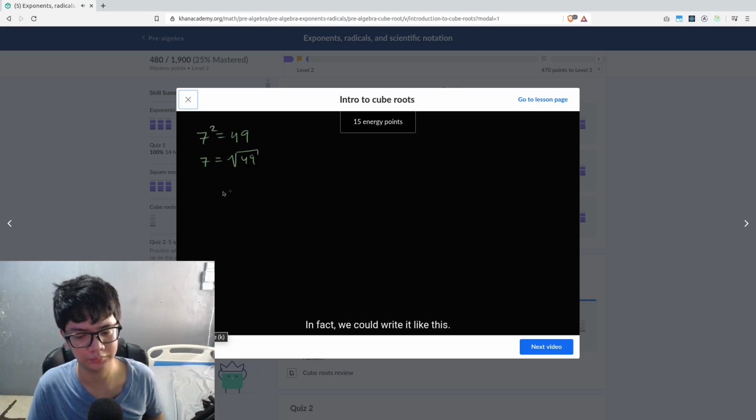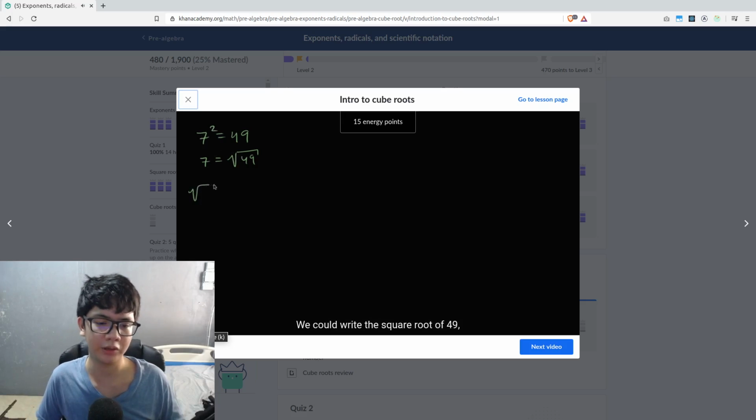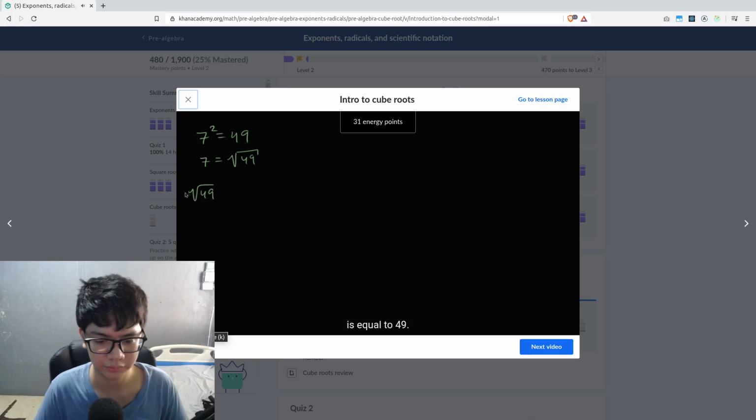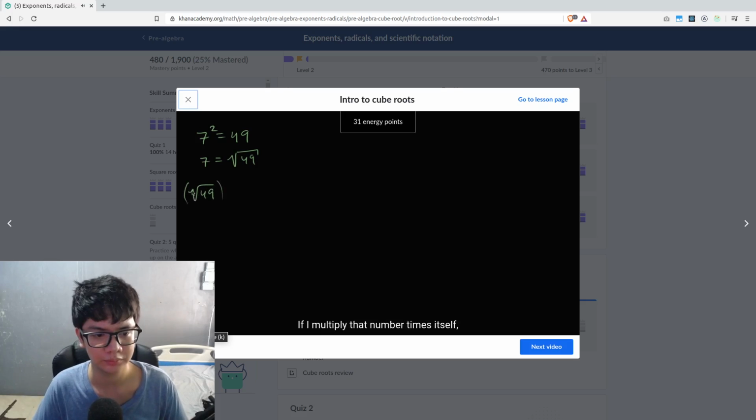In fact, we could write it like this. We could write the square root of 49. So this is whatever number times itself is equal to 49. If I multiply that number times itself, if I square it, I'm going to get 49.